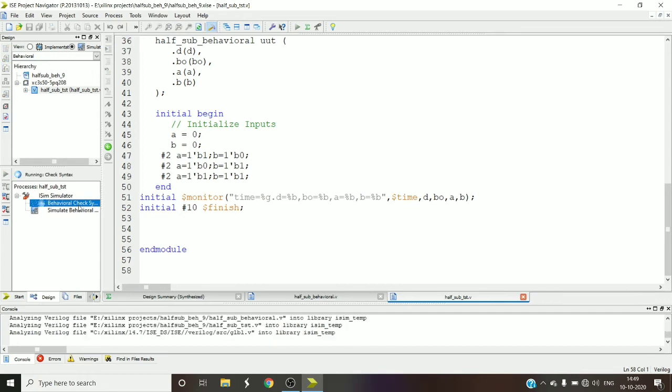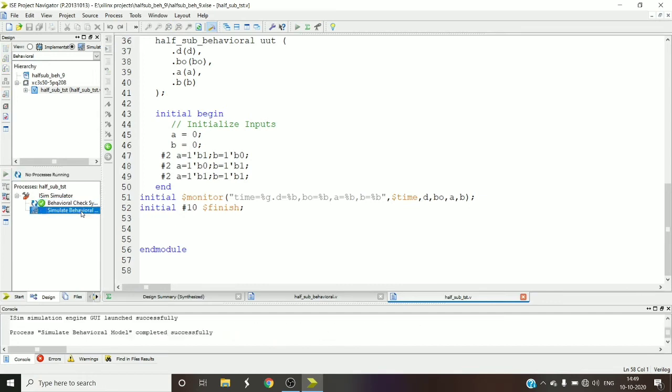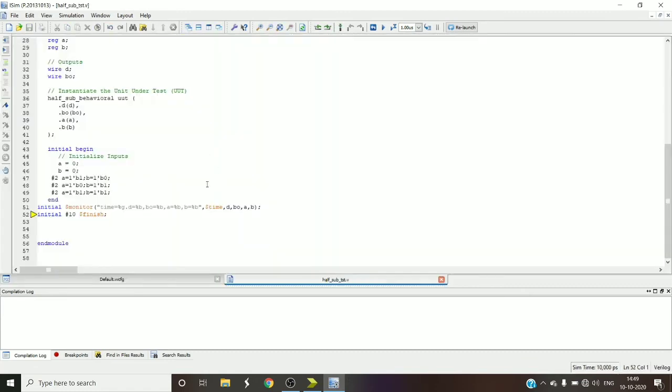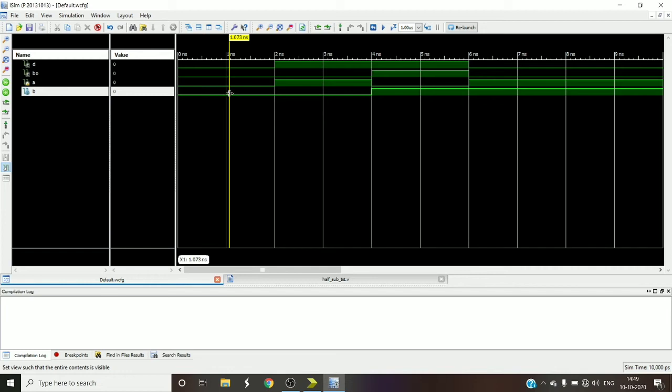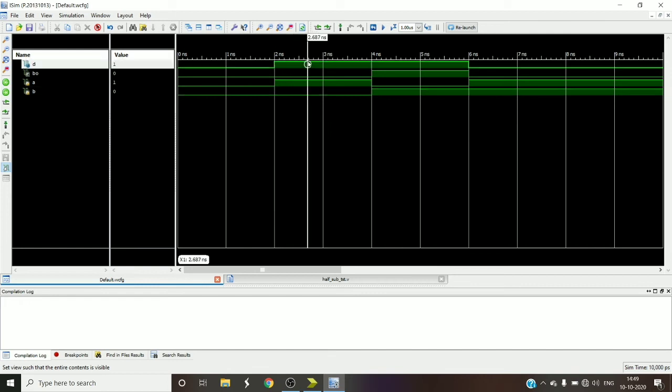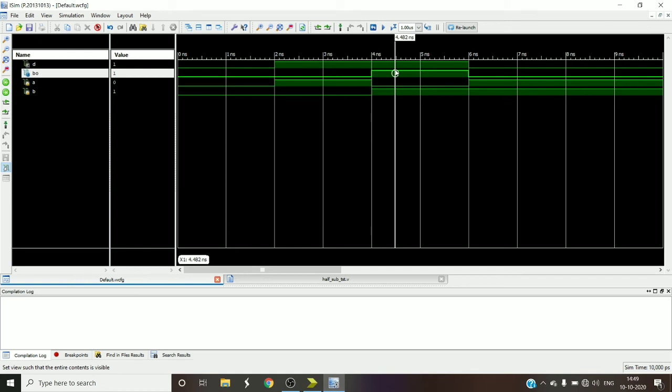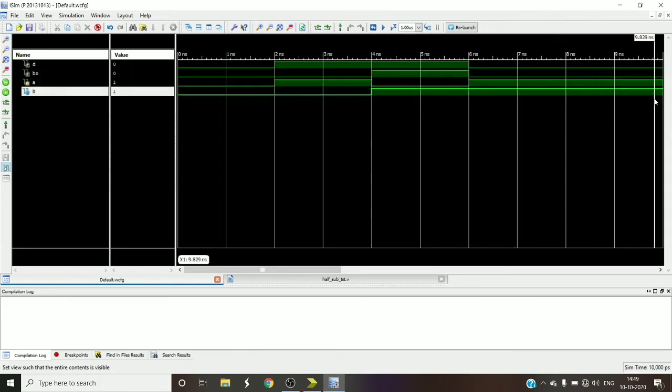Just let me check the syntax once again and let me simulate the behavior. Okay, now if you look here, you can verify all the possible combinations. If AB is 0 0, difference and borrow is 0 0. If A is 1 and B is 0, difference is 1 and borrow is 0. If it is 0 1, then both are 1, difference and borrow. If it is 1 1, then difference is 0 and borrow is 0. So up to 10 nanoseconds it will execute, then it will stop, because we gave the statement #10 $finish.